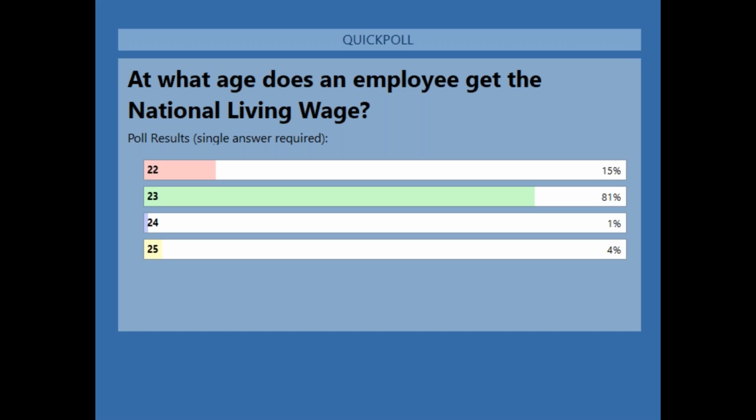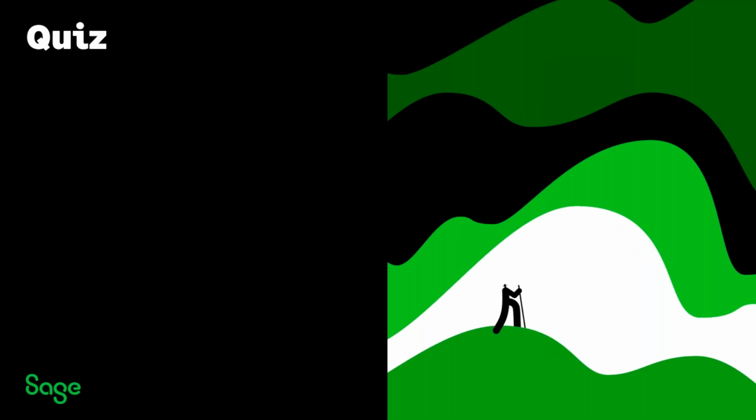So you might have noticed the rate for 21 and 22-year-olds was £10.18 per hour. It's quite close to the national living wage. And that was done intentionally because the plan is to bring all of the 21-year-olds and above into national living wage from next April. So it hasn't been officially approved yet, but that is the government's intention. So well done, 81% saying 23 years old.